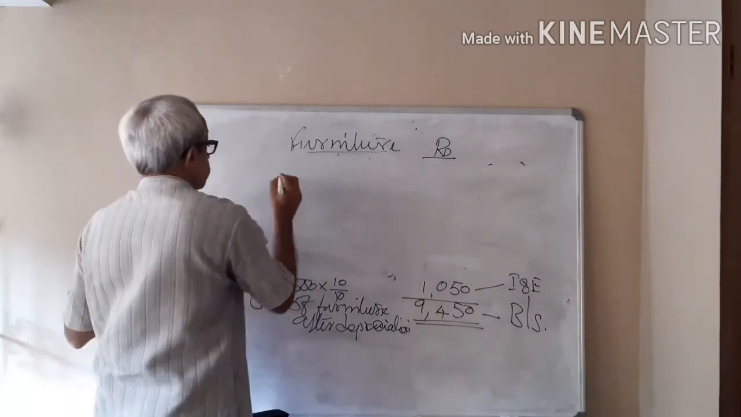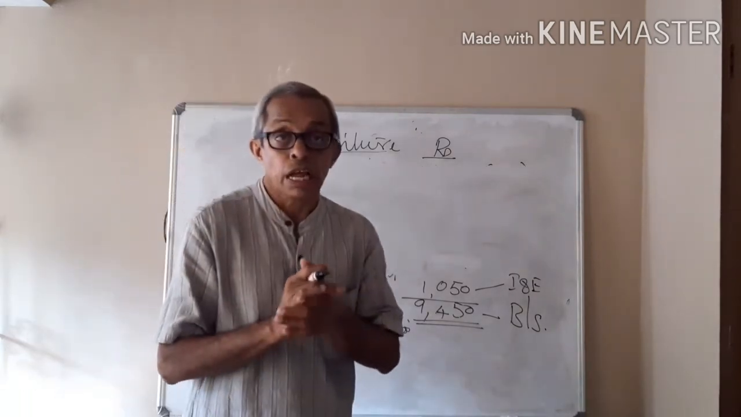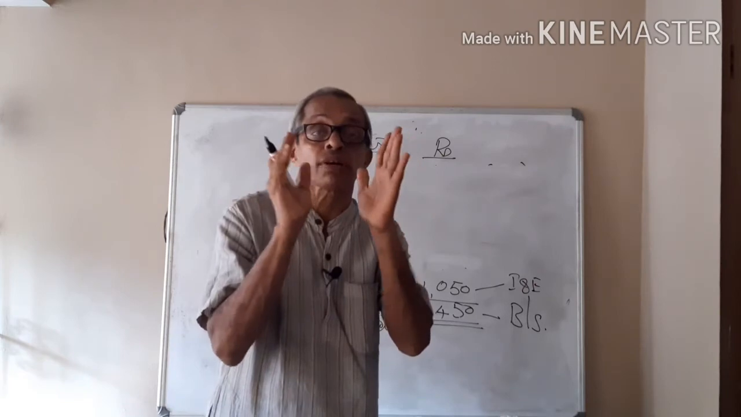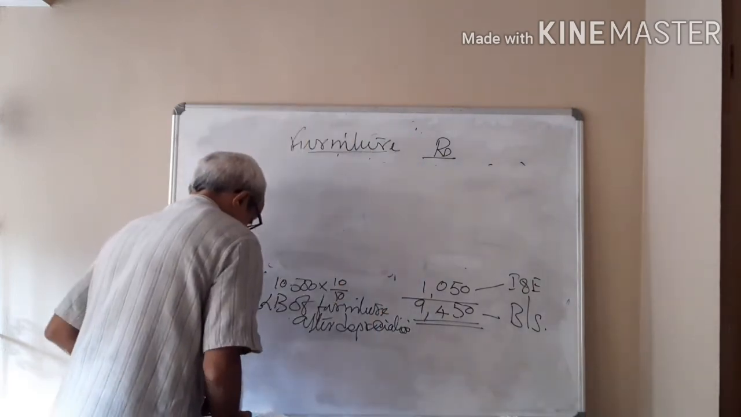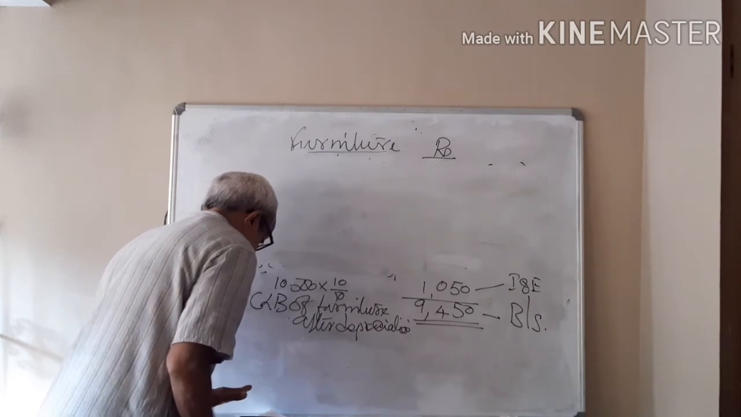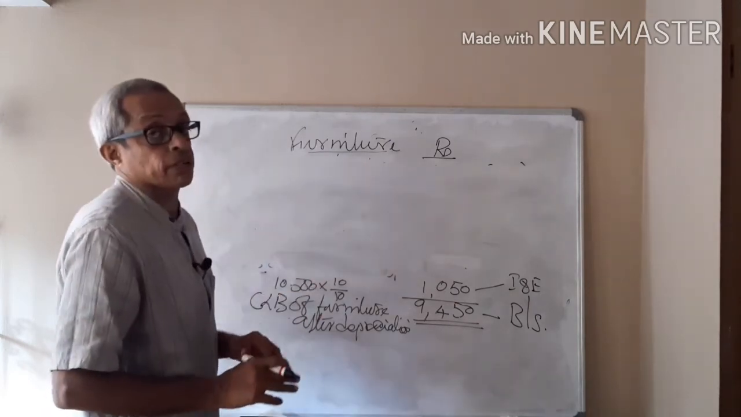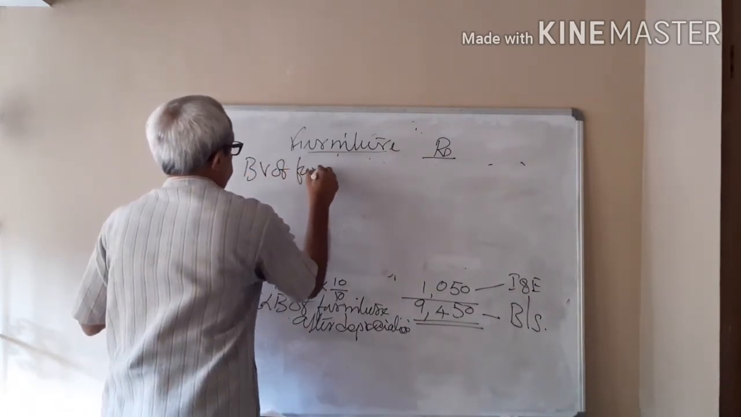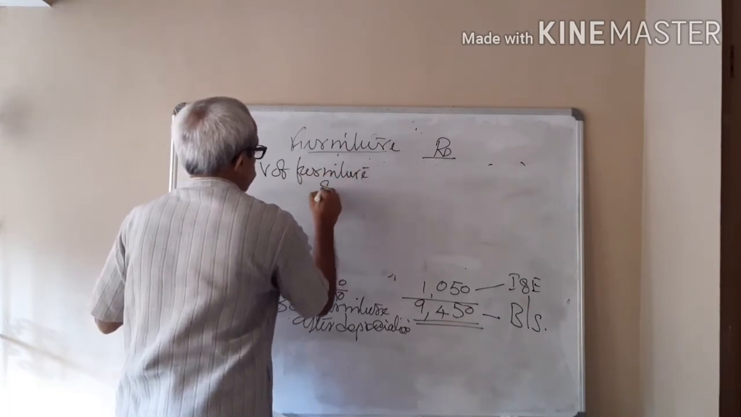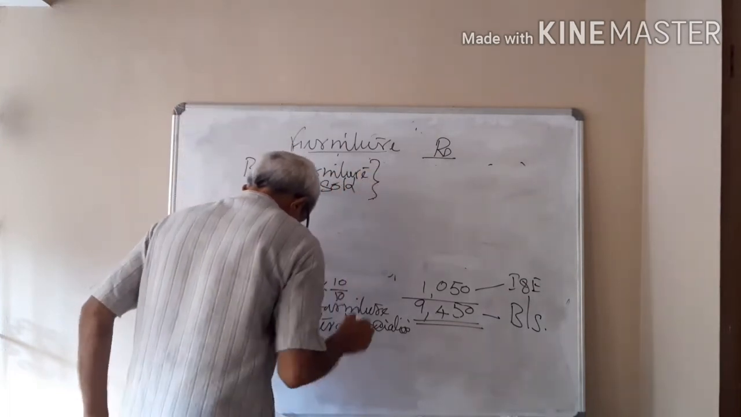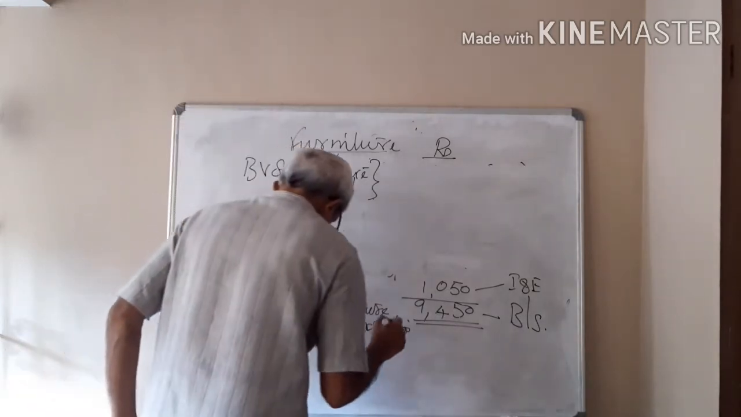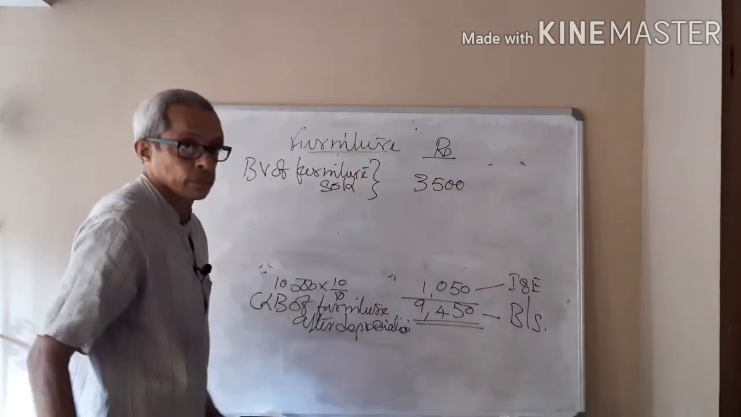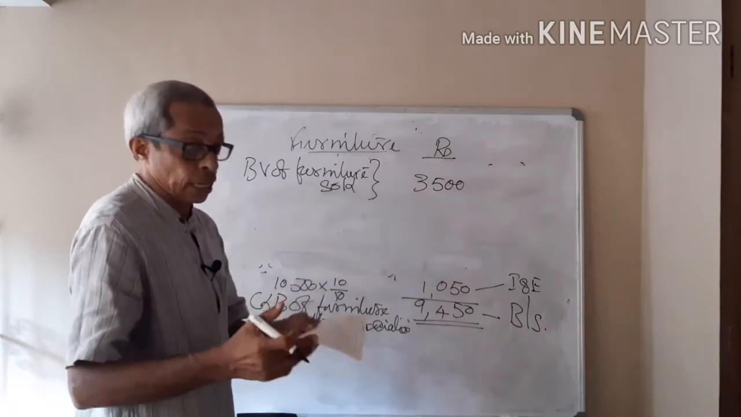The loss on sale of furniture is the difference between the book value of furniture sold and the amount realized from the sale of such furniture. Here we are given the book value of furniture sold during the year. That is the 8th item, 3,500, which is the book value of furniture sold. What is the amount realized from such sale?